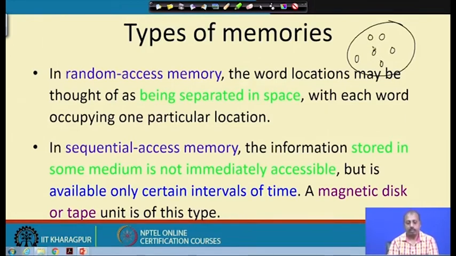On the other hand, in sequential access memory, information is stored in some medium and is not immediately accessible, but is available only at certain intervals of time.